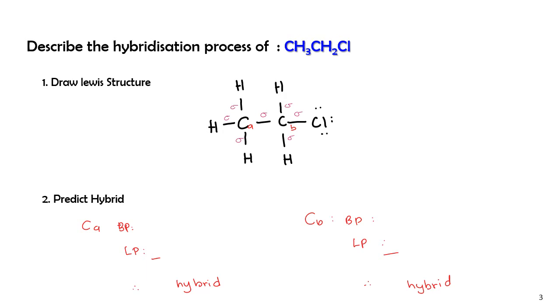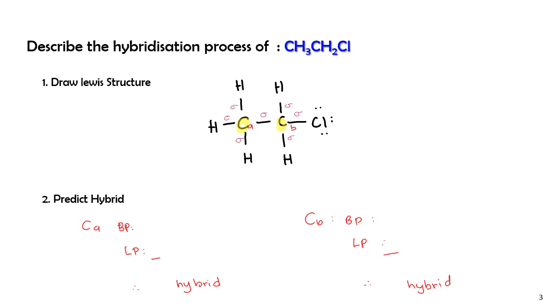Let's look at the first example, CH3CH2Cl. So, for this chloroethane, the structure should be like this because it is an organic molecule. So, the arrangement is CH3, and then the second carbon bonds to 2 hydrogens and then bonds to 1 Cl. Okay, so to predict the hybrid, you need to predict the hybrid for carbon A and carbon B.